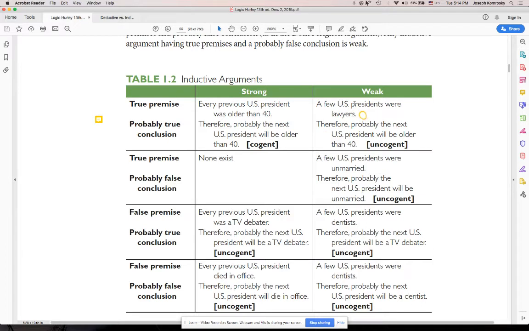First of all, we're talking about lawyers here, and here we're talking about age. That totally is a disconnect. So you can run through these examples.